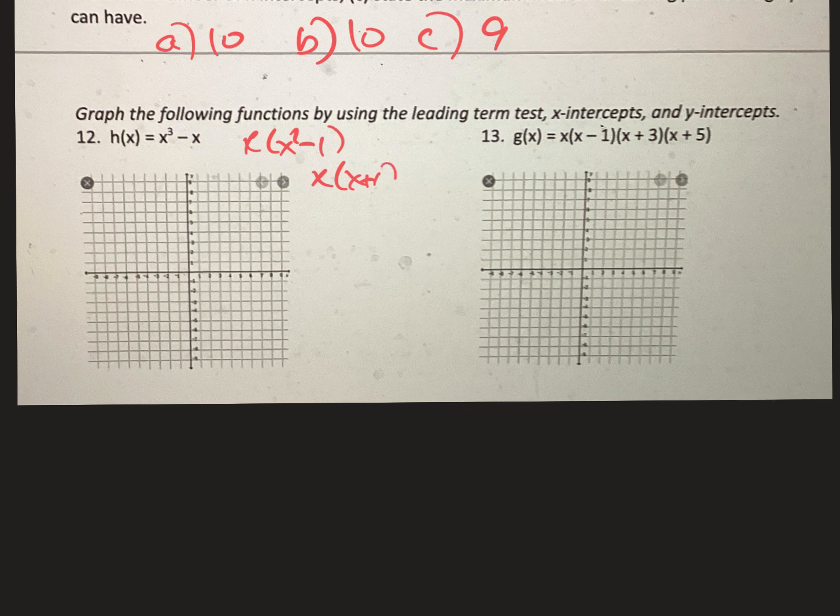be x plus 1, x minus 1. Now, when I started this one, it was x cubed, which means I'm going to go down left and up right because it's odd and positive. This tells me where to put my x-intercepts.